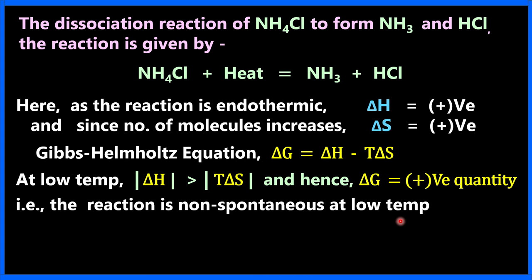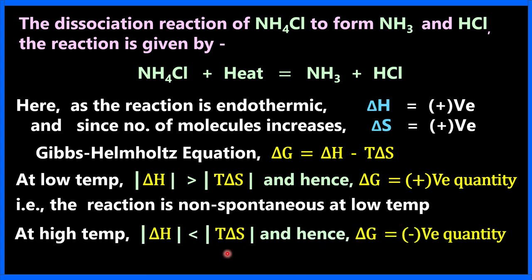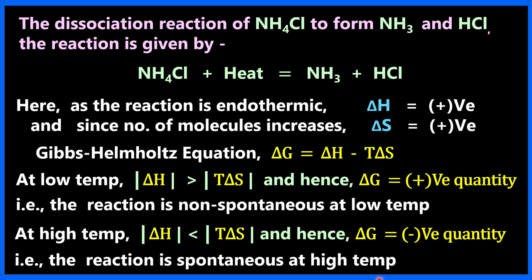On the other hand, at high temperature, mod of T delta S should be greater than that of delta H, as T is high, and as delta H and delta S in this reaction both are positive, therefore using this equation we can predict that the value of delta G at high temperature should be negative for this reaction, and hence the reaction will be spontaneous at high temperature.